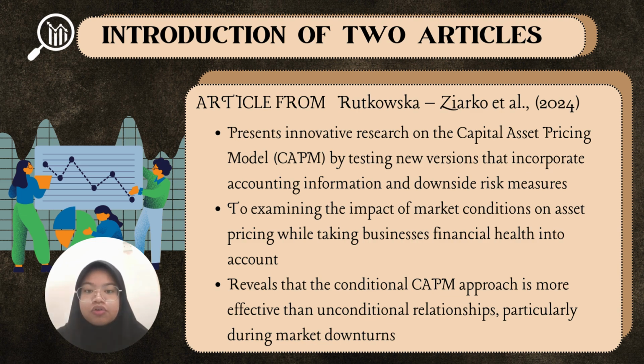The study also focused on NYSE-listed stocks and demonstrated that the average profitability ratio and accounting beta are a significant source of systematic risk. It revealed that the conditional CAPM approach is more effective than the unconditional relationship, particularly during market downturns. This research also contributes significantly to both academic understanding and practical application in asset pricing.